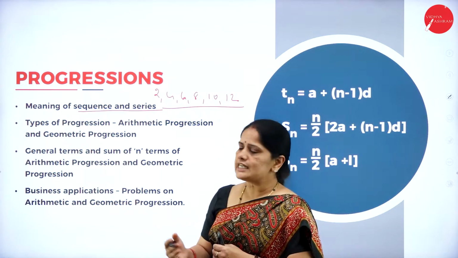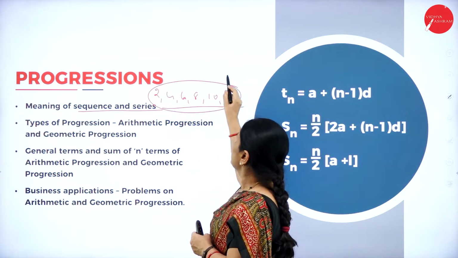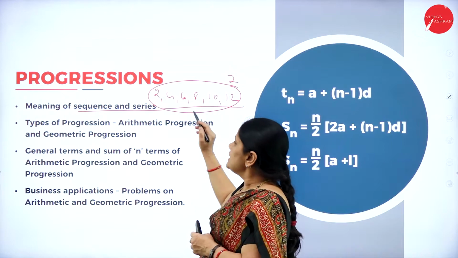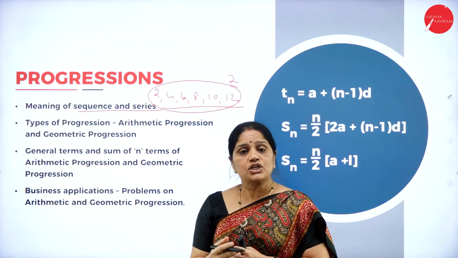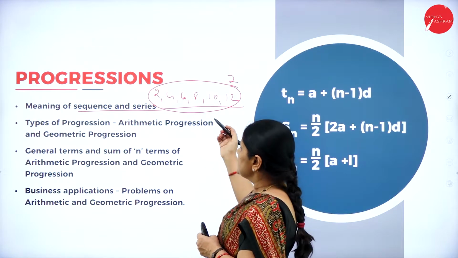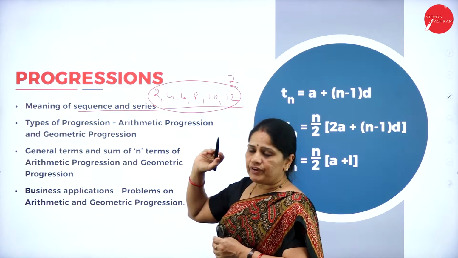Why do we say it is a series of even numbers? Because all the numbers are divisible by 2. Any series of numbers which is divisible by 2 is called a set of even numbers. What is the meaning of sequence and what is the meaning of series, we will be learning.